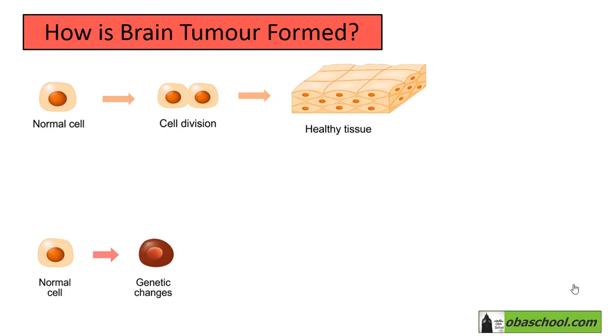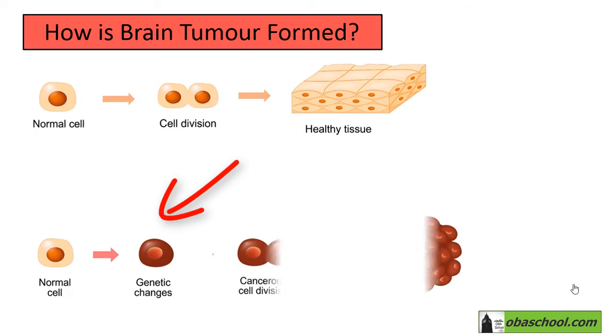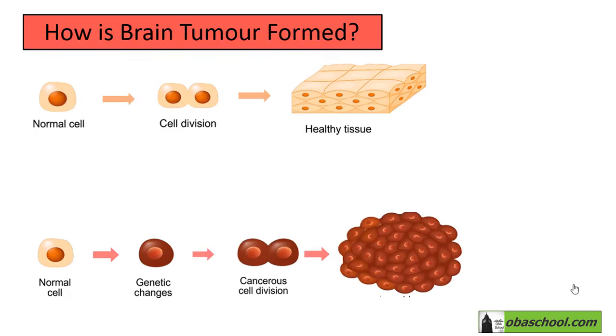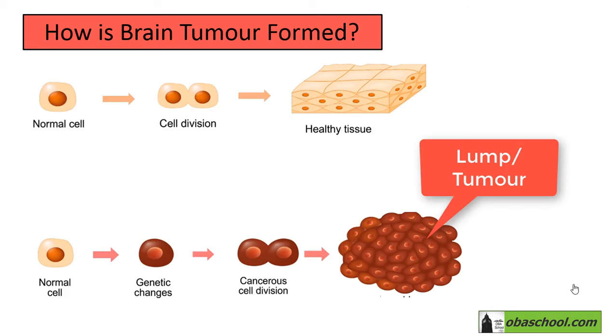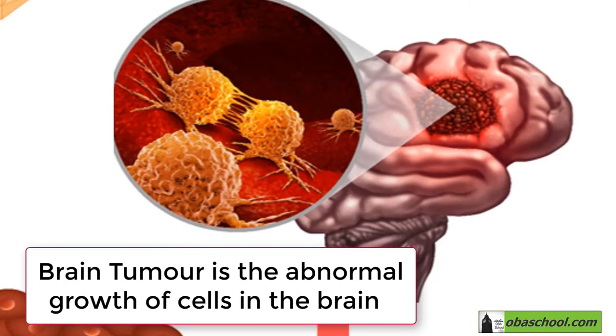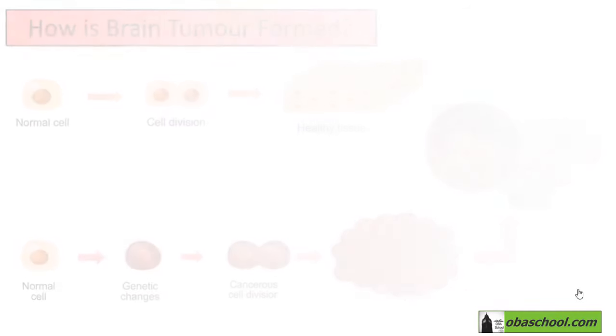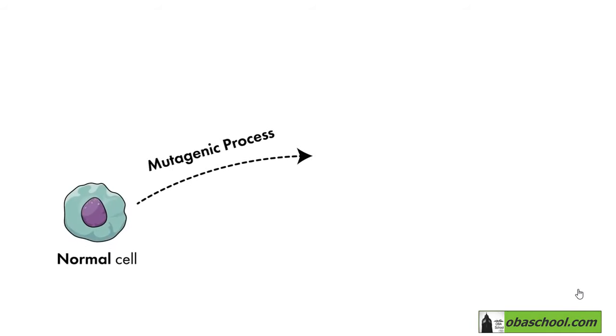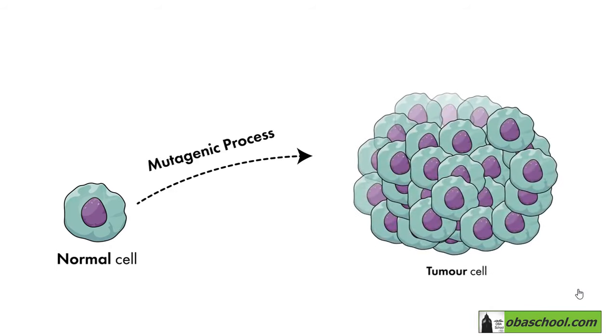But in rare cases, a mutation or a genetic change might occur, causing the cell to divide abnormally until a tumor or a mass of cells is formed. So, brain tumor is the growth of cells in the brain that multiplies in an abnormal or uncontrollable way. So, to make a long story short, a normal cell undergoes a mutation or a genetic change and becomes a tumor cell.